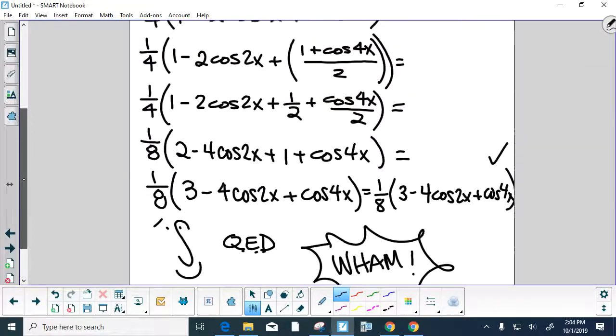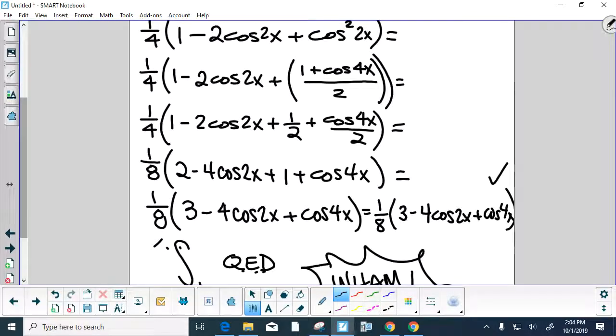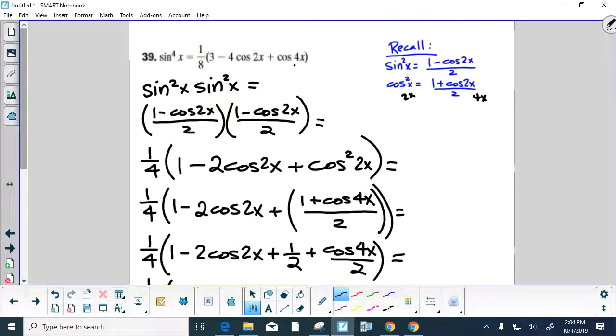So what was the strategy? I used the left side because I could use the power reducing. And then I expanded them, and then I had to use the power reducing one more time to get the 4x. Okay?